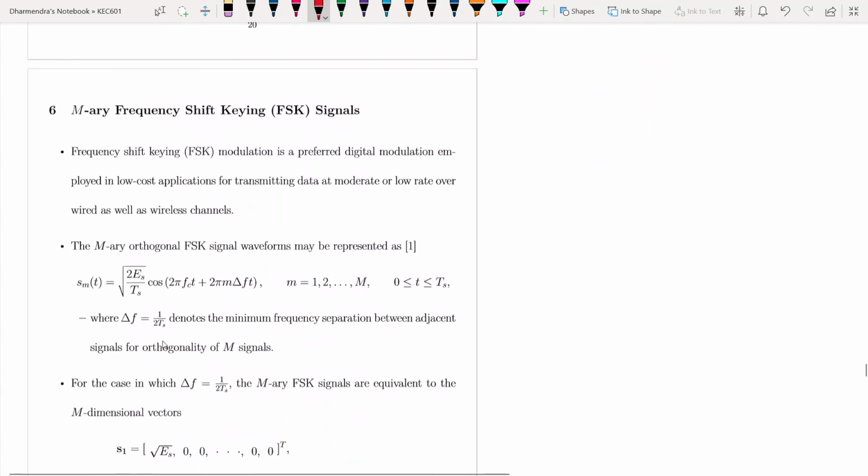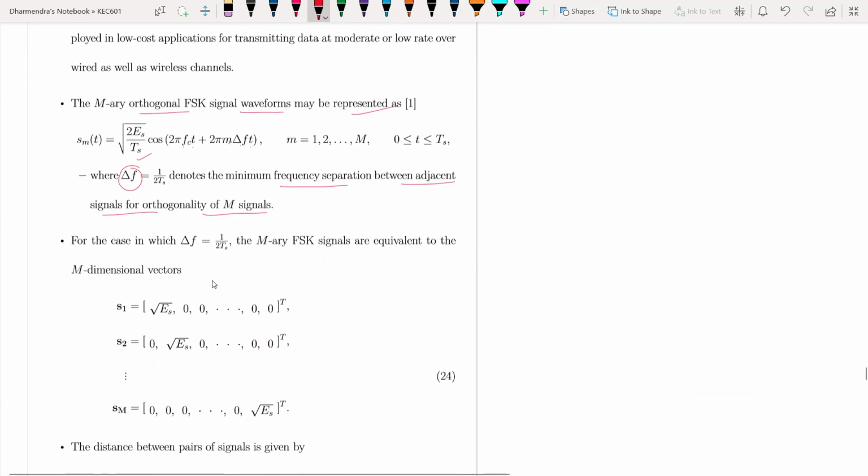Okay, now we'll discuss M-ary frequency shift keying. So here the waveforms differ in frequency. M-ary orthogonal FSK signal waveform may be represented like this: square root of 2 Es by Ts cos of 2 pi fc t plus 2 pi m delta f t, where delta f should be 1 by 2 Ts, denoting the minimum separation between adjacent signals for orthogonality of the M signals. The signals sm are each orthogonal, so the dimension of this signal will be capital M.